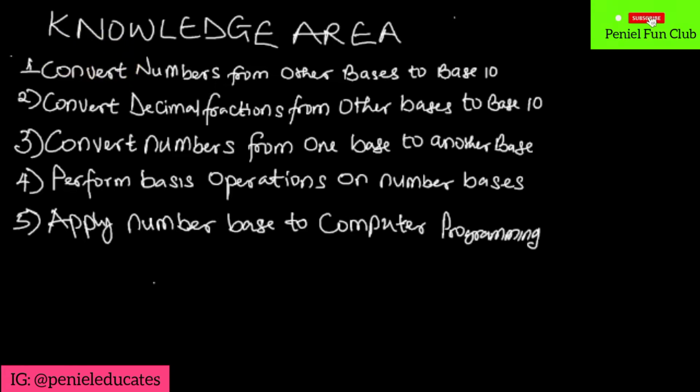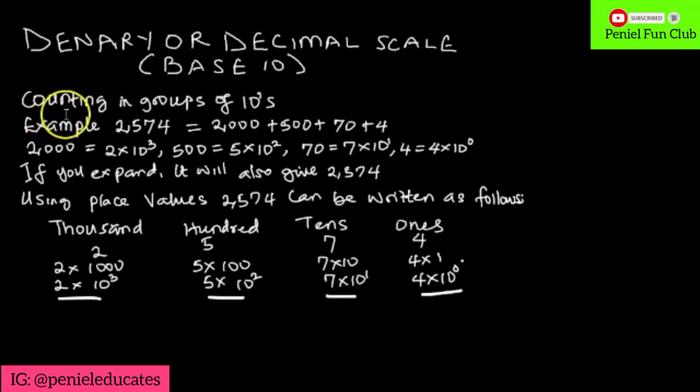So we'll start with denary. Denary or decimal scales are called base 10. They are numbers in base 10. And this denary or decimal base has been accepted by the international community. People now count in groups of tens. They make use of digits from 0 to 9.